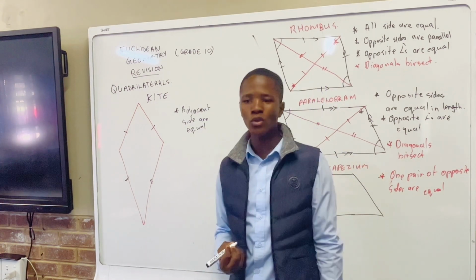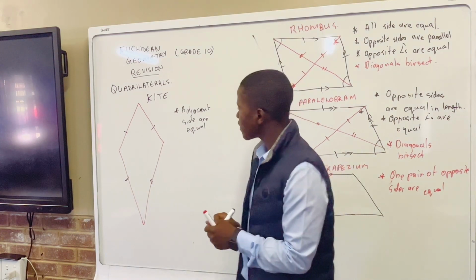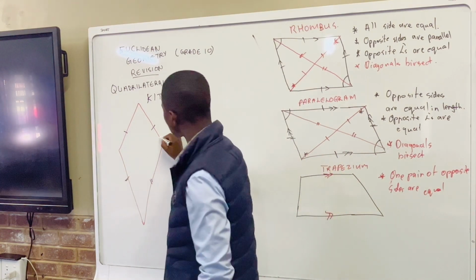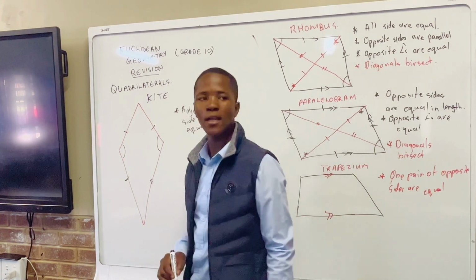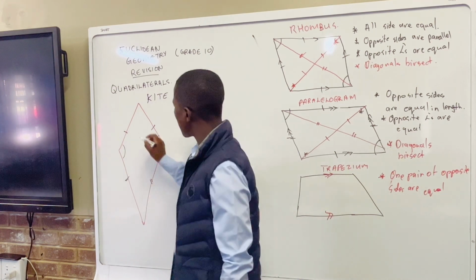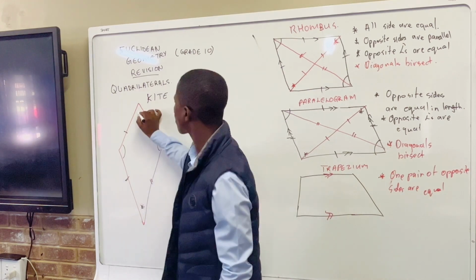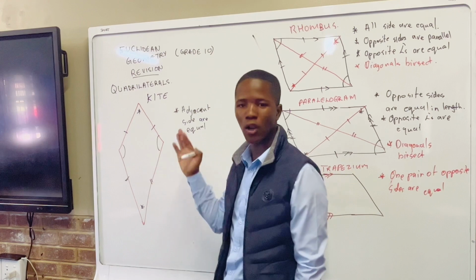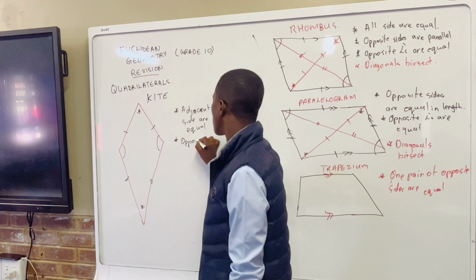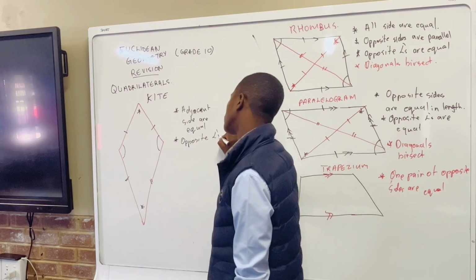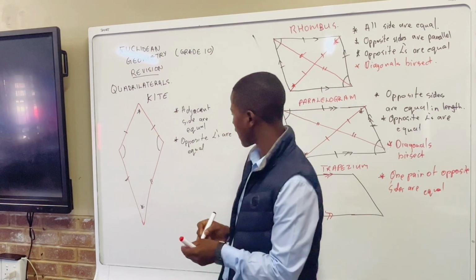And another thing that you need to take note about the properties of a kite is that this angle is going to be equal to this angle. So these angles are going to be the same. Similarly, this angle here is going to be equal to that particular angle over there. Which means the opposite angles are equal.